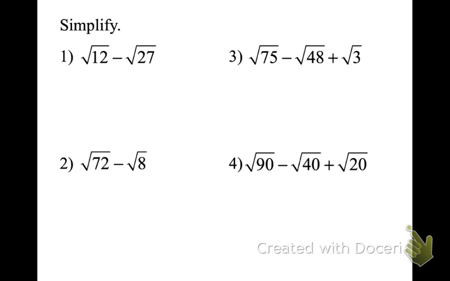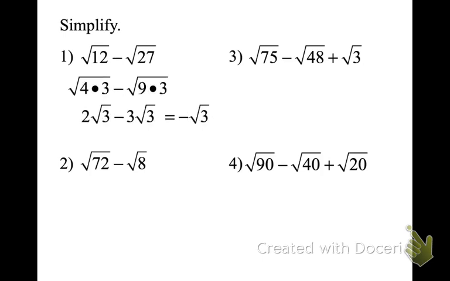12 breaks down to rad 4 times 3 minus, this breaks down to 9 times 3. So this becomes 2 rad 3 minus 3 rad 3. That makes negative rad 3. Okay? Now pause the recording and try the next couple on your own. I would like you to work vertical and put that answer beneath it, because these are expressions. So you're doing 2 through.